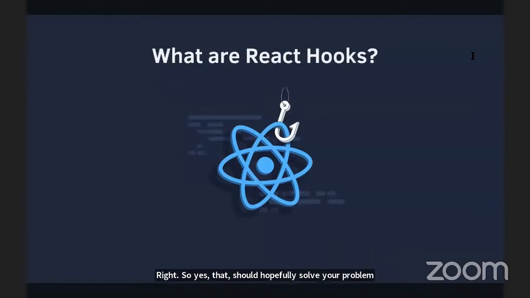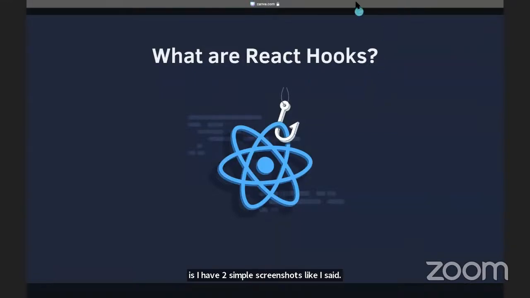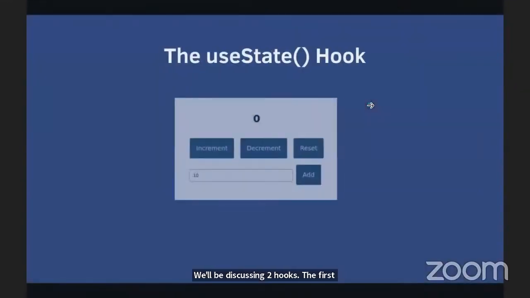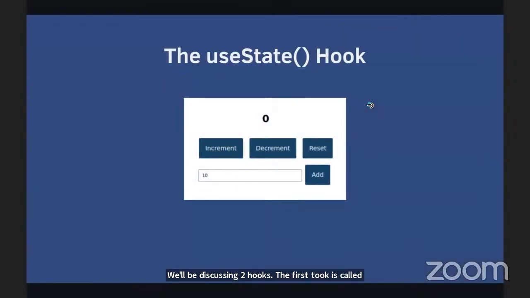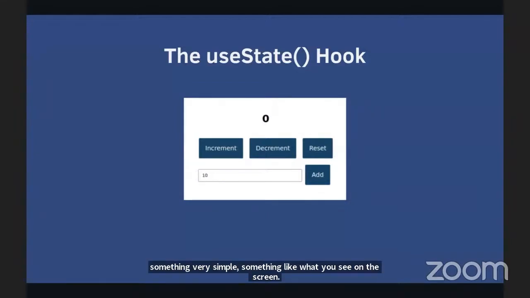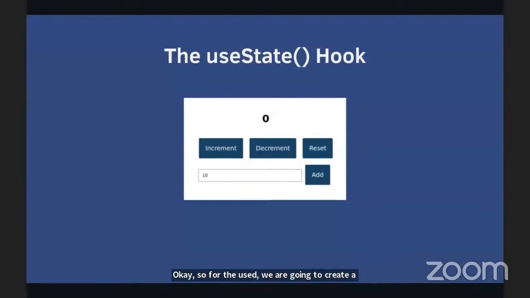Perfect. So what I have done for today's session is I have two simple screenshots. Like I said, we'll be discussing two hooks. The first hook is called the useState hook, and then there's something called the useEffect hook. To understand these hooks, we'll create something very simple, something like what you see on the screen. For the useState hook, we are going to create a calculator or a counter application. This will help us understand a lot of different things.